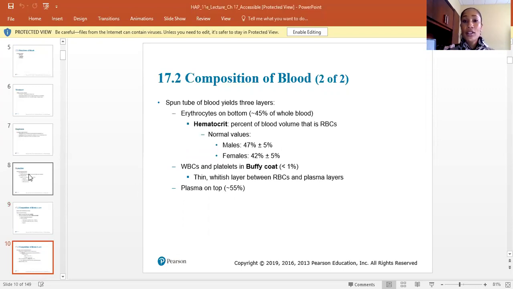The hematocrit, you do want to know this. This is the percent of blood volume that is red blood cells. So if we were looking at someone's hematocrit, what we're looking at is what percent of a whole blood sample is going to be red blood cells.